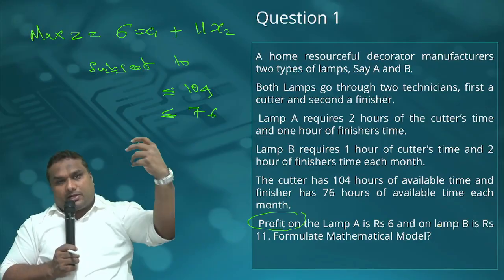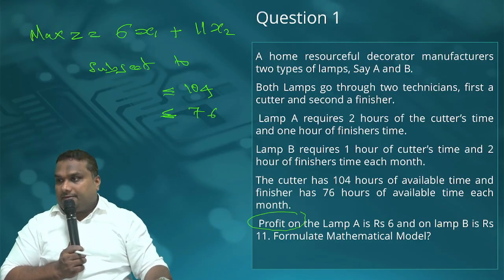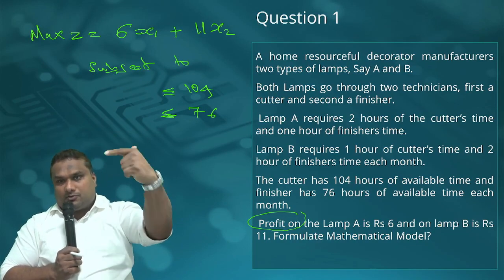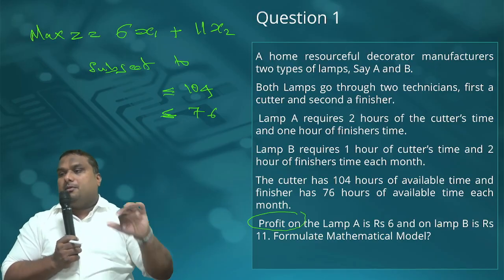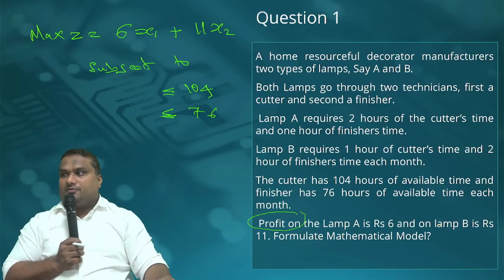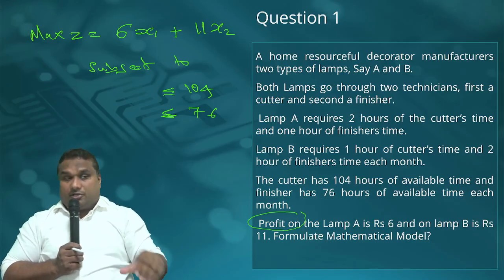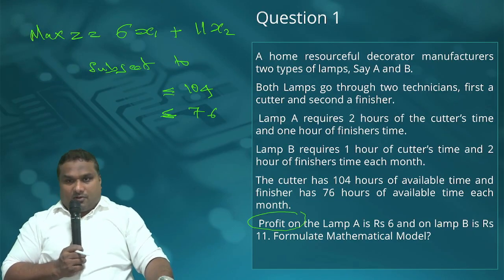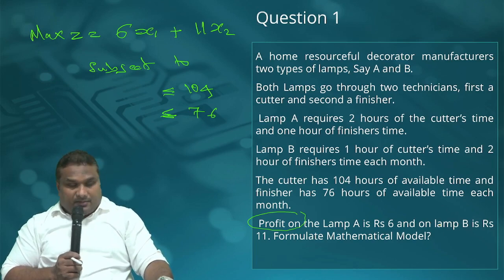That means you cannot use the cutter for 105 hours. You can use up to 104. If you use 103, no problem. 102, no problem. 100, no problem. But 105 is a problem because we don't have those resources for 105 hours. You understood? So it should be less than or equal to 104. The finisher, we can utilize a maximum of how many hours?